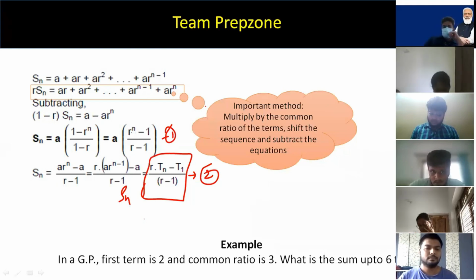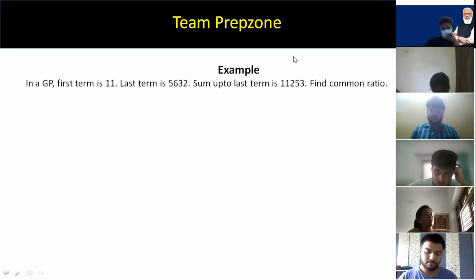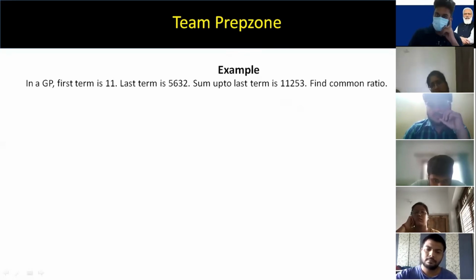You just break this down as R into A into R to the power TM. That's it. So now what if someone asks you what is the sum of an infinite GP? Because first thing, many of you are saying A upon R minus 1. There is nothing like A upon R minus 1. It is A upon 1 minus R.